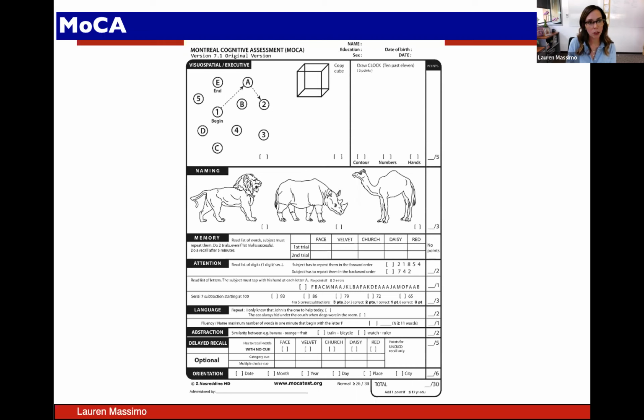The MoCA, the Montreal Cognitive Assessment, is another screening tool that includes cognitive domains such as concentration, attention, memory, visuoconstructional skills, calculation, executive function, and orientation. And so this can be another helpful screening tool to use in your practice to screen somebody quickly for cognitive impairment.